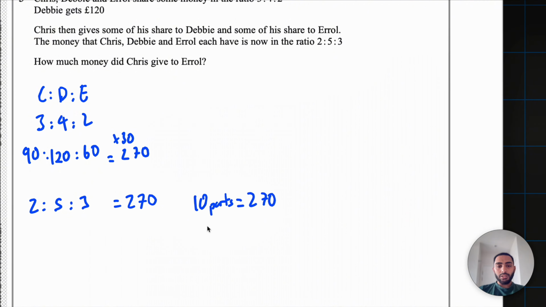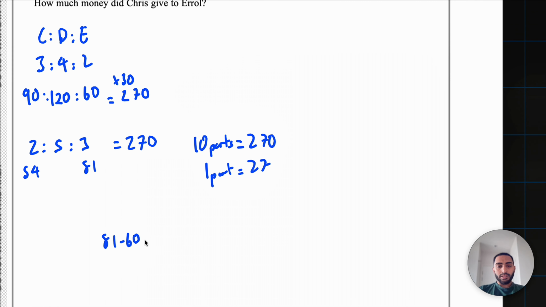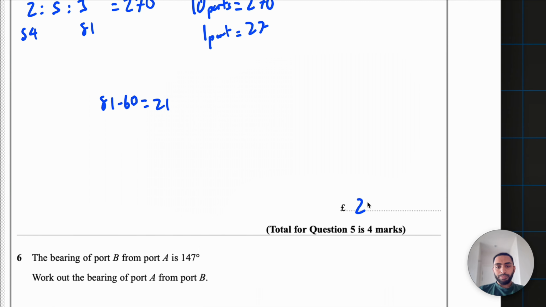So if I divide both sides by 10, 1 part would be equal to 27, and now I can work out what everyone gets. So 2 times by 27 is 54, and 3 times by 27 would be 81. So you can see here, Errol's has gone up by 21, and Chris has gone down by 36, but that has been split between Debbie's and Errol's. You don't have to work out Debbie's, you can just work out Errol's. So it's gone up by 21, so 81, take away 60, which gives me 21.